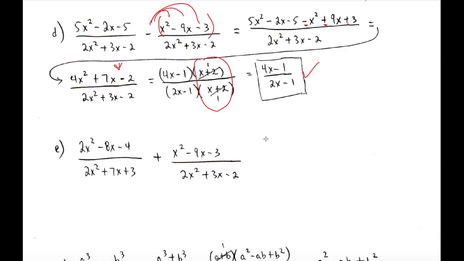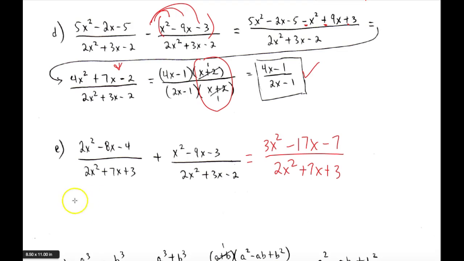Okay? Let's do a similar example here, but with addition. Notice that since we just have plus, no need to put anything in parentheses. We can just combine like terms here. So 2x squared plus x squared is 3x squared. Negative 8x minus 9x is a negative 17x. And a negative 4 minus 3 is a negative 7. So we have that over 2x squared plus 7x plus 3. And we'll do what we can to see if we can factor the numerator and denominator here.